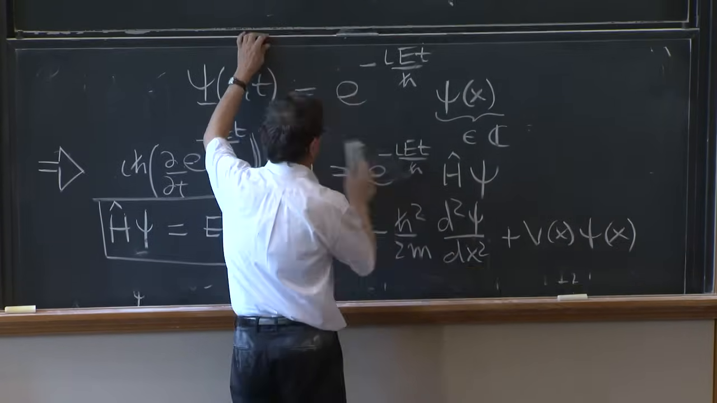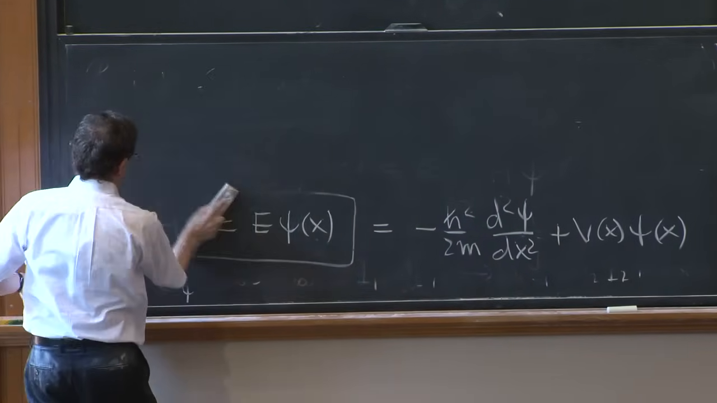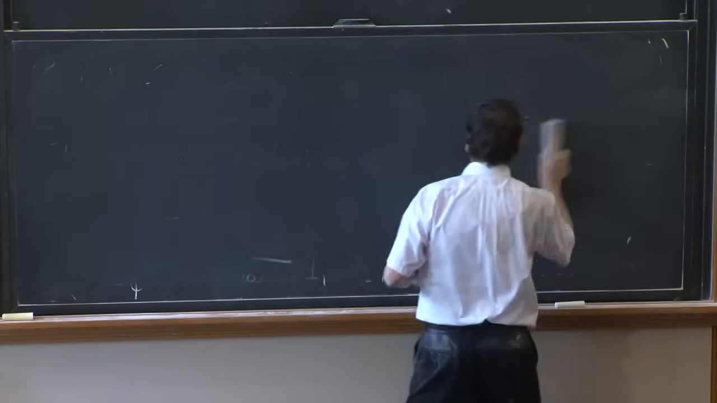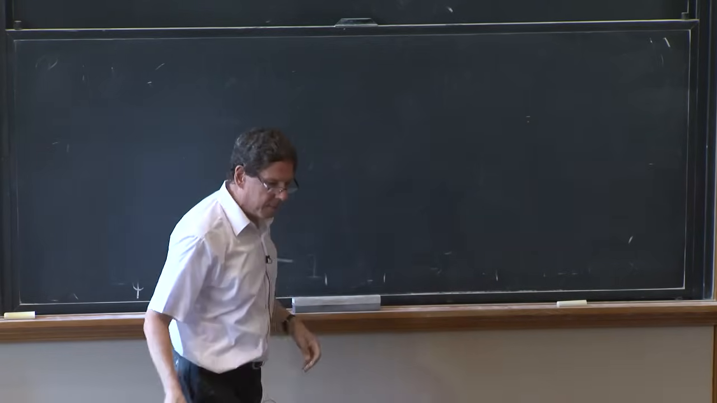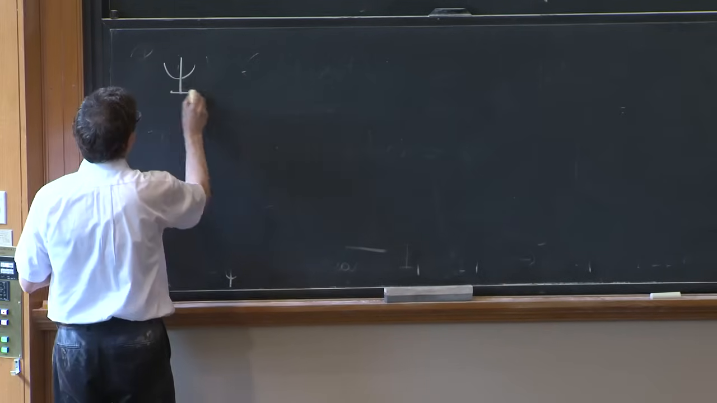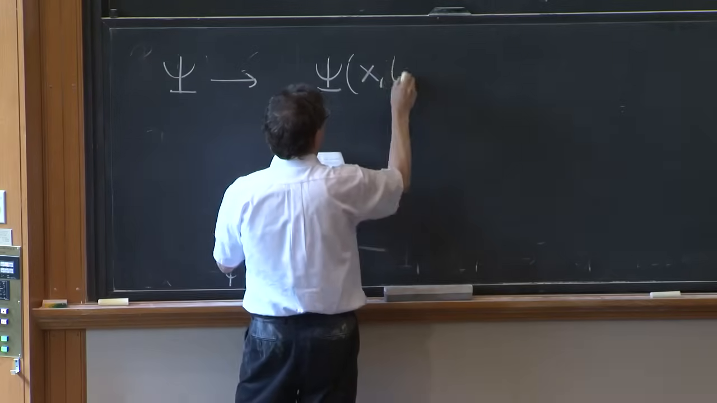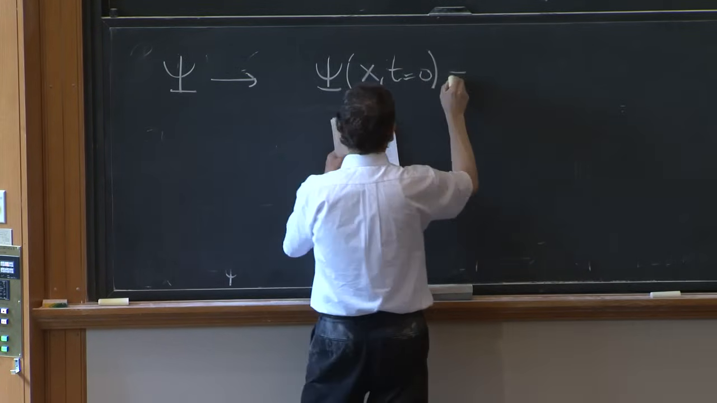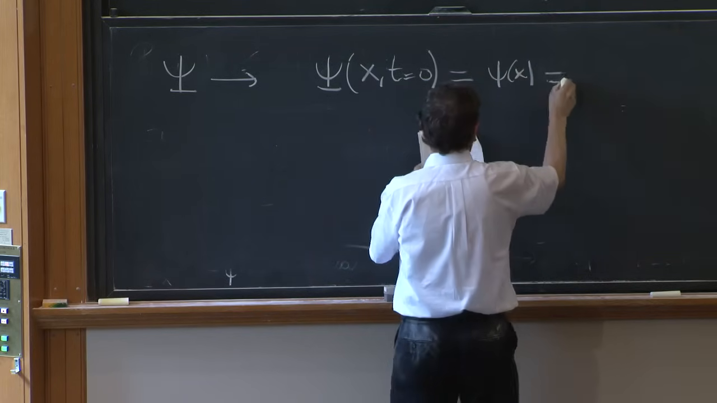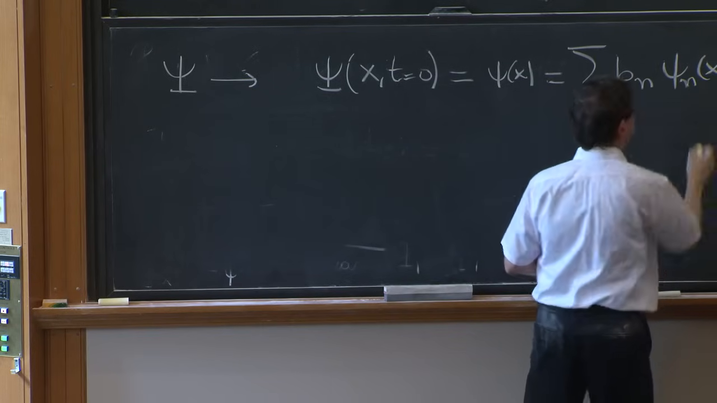Suppose you're given a wave function, and at a given time you know what it looks like. So here is your wave function psi, and you know that psi at x and time equals 0 happens to be equal to this psi of x that we wrote above. So it's equal to the sum of Bn psi n of x.